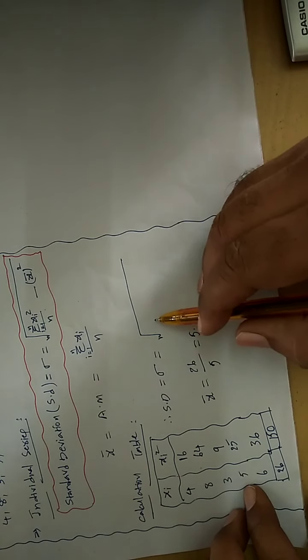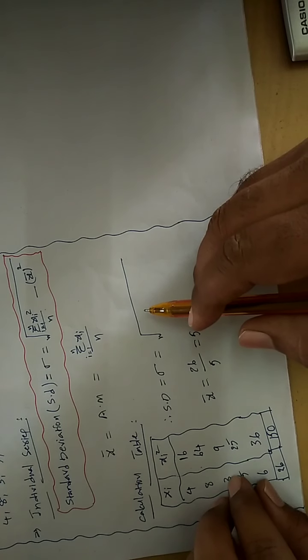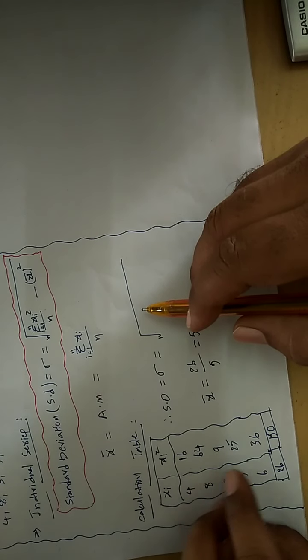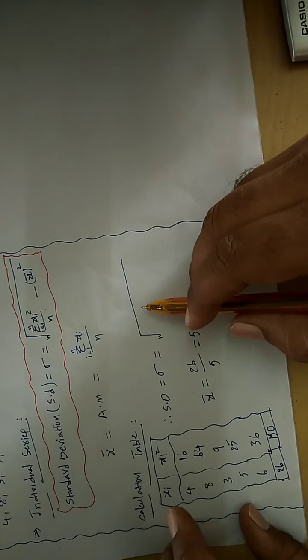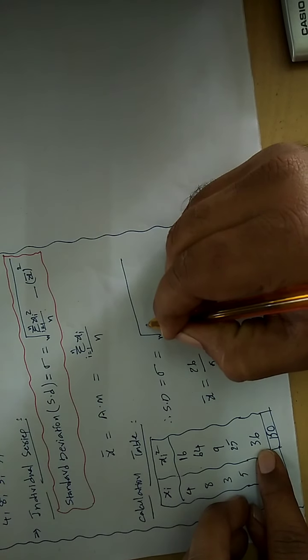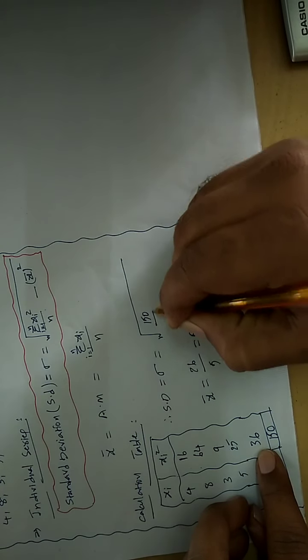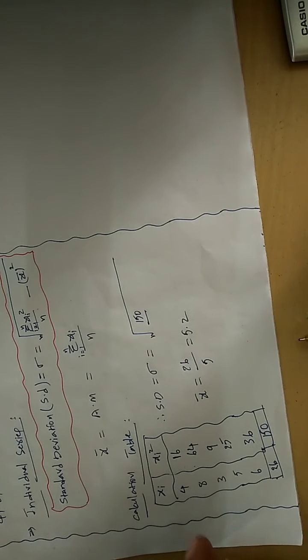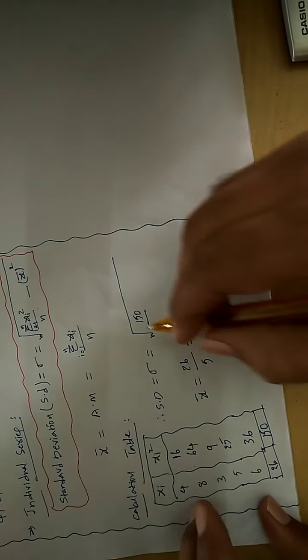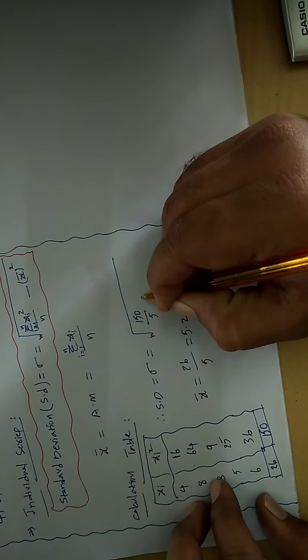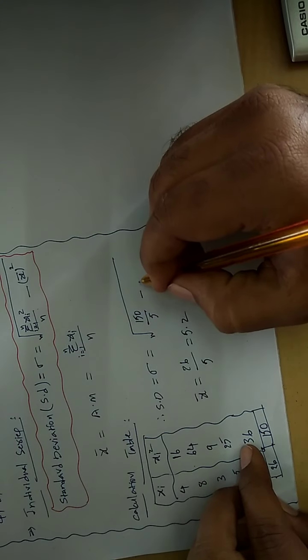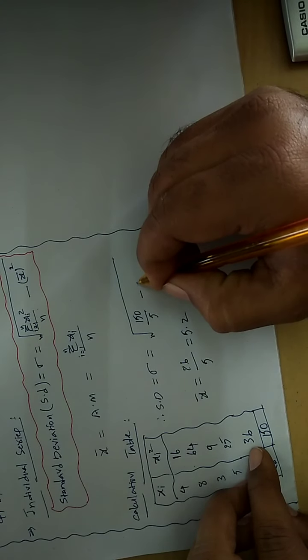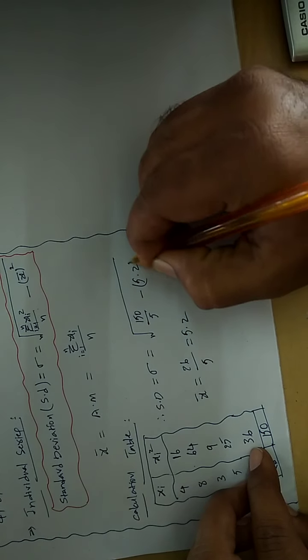Now we substitute in the formula. What is the formula? Square root of sigma xi square by n minus x bar whole square. What is sigma xi square? Just now we got that, it is 150, divided by n, the total number of values, 1, 2, 3, 4, 5, minus x bar, which is 5.2, whole square.